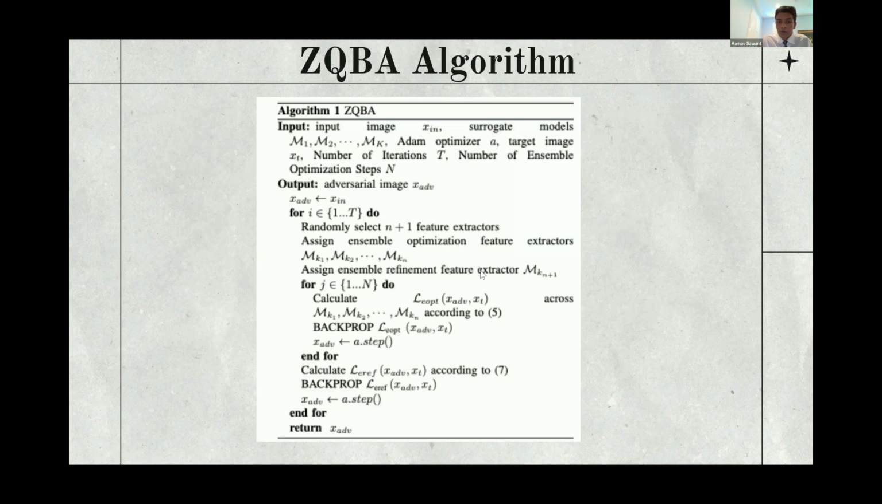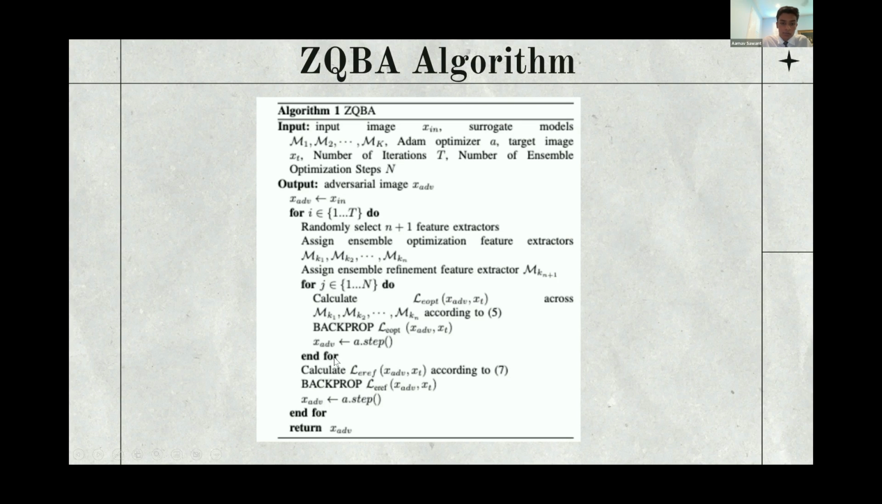So this is a little bit of our algorithm. We basically start off by initializing our adversarial image with our input image. Then for T iterations, we first select n+1 feature extractors. We assign n to the ensemble optimization step. We hold out one model for the ensemble refinement step. Then we take n ensemble optimization steps. And in each step, we calculate our joint objective loss function across the n models. We backpropagate that loss to the image. And then we take a step with Adam.